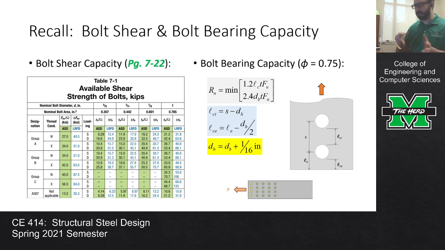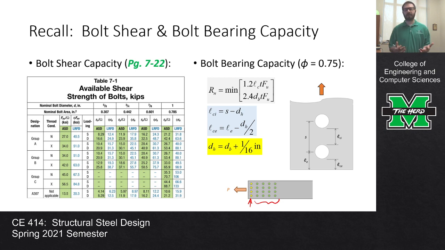Now this bolt bearing check is a capacity check, so we're talking about these distances in the direction of loading. When we're looking at a bolted connection, the edge bolts are going to be here, and these are going to be the interior bolts. So that connection below has 4 edge bolts and 16 interior bolts.